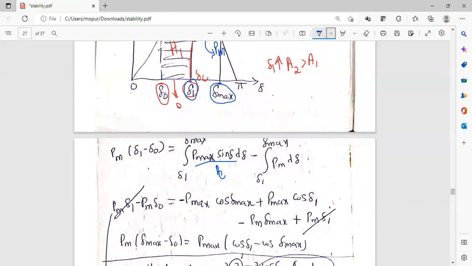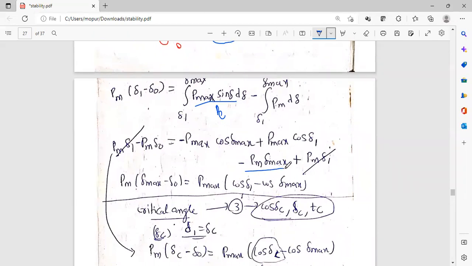Now, I am multiplying Pm into delta 1 minus Pm into delta naught is equal to the integration of sin delta, which is minus cos delta. So, minus cos delta max and minus of minus plus cos delta 1, minus Pm into, here it will come only delta with the limits delta 1 to delta max. So, delta max minus delta 1. If I multiply it, minus Pm delta max, minus into minus plus Pm delta 1. This Pm delta 1 gets cancelled. Now I am taking this minus Pm delta max to the other side. So what I will get: Pm into delta max minus delta naught is equal to Pmax into cos delta 1 minus cos delta max.